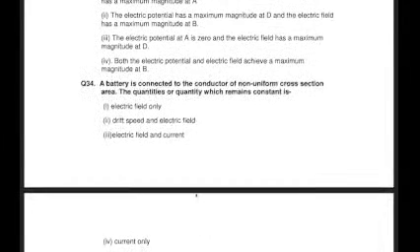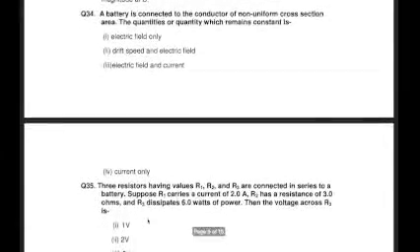Question number 34. A battery is connected to a conductor of non-uniform cross-section area. The quantity which remains constant is: 1. Electric field only, 2. Drift speed and electric field, 3. Electric field and current, 4. Current only. Correct. The answer is 4, current only.